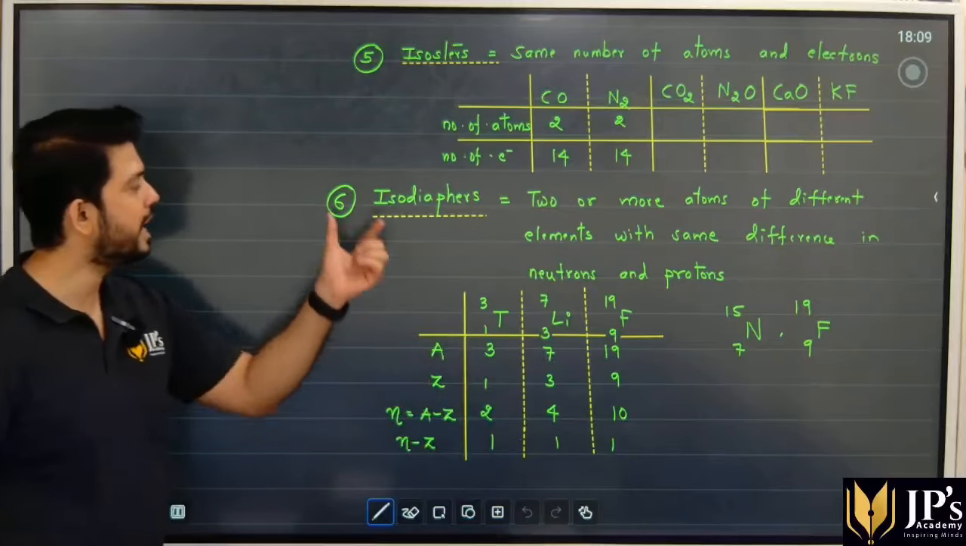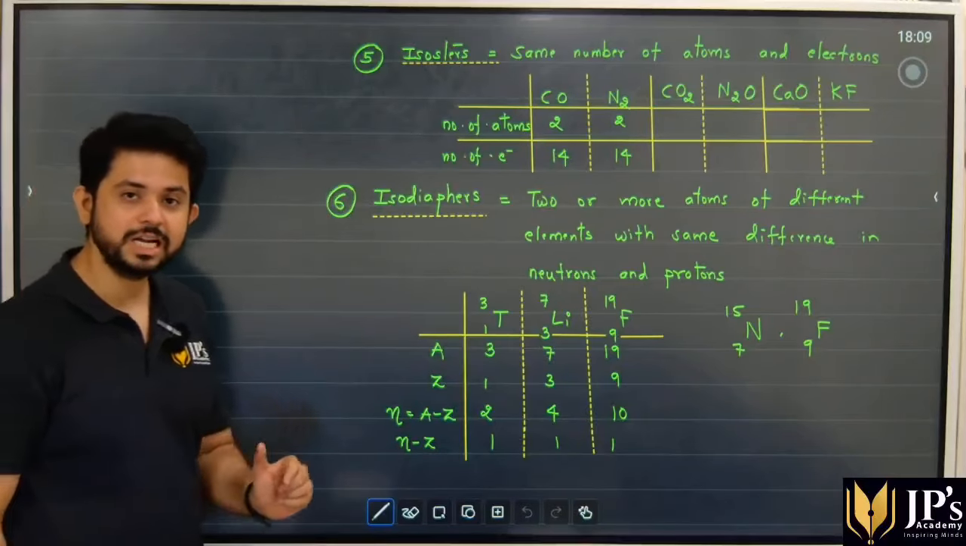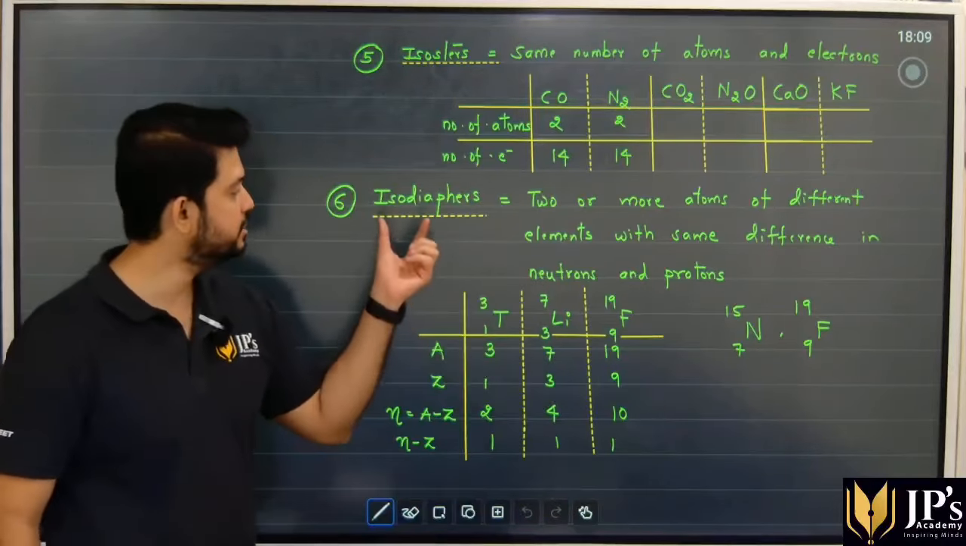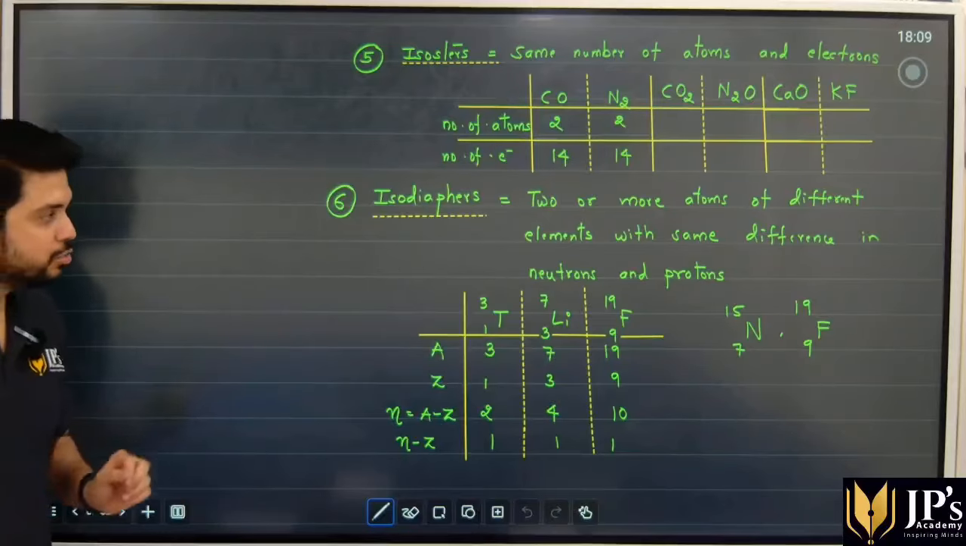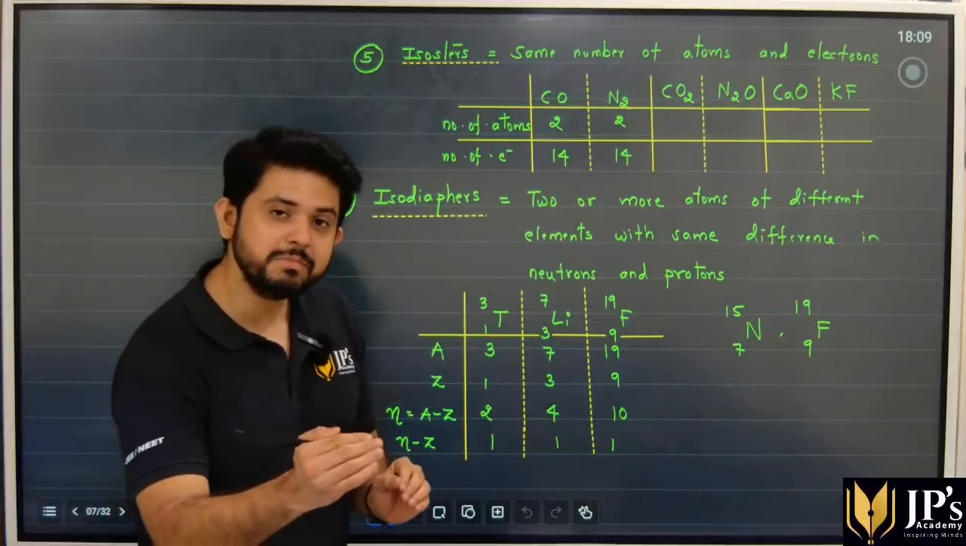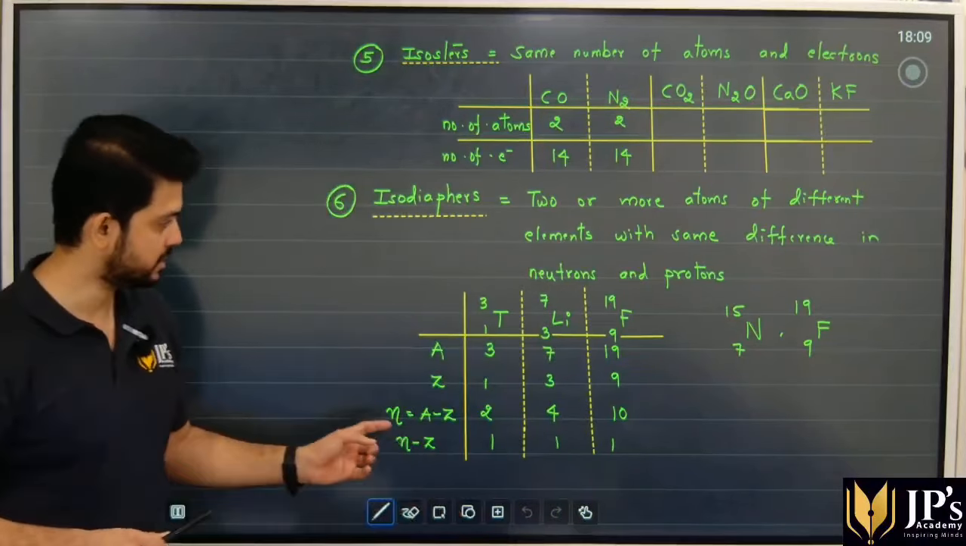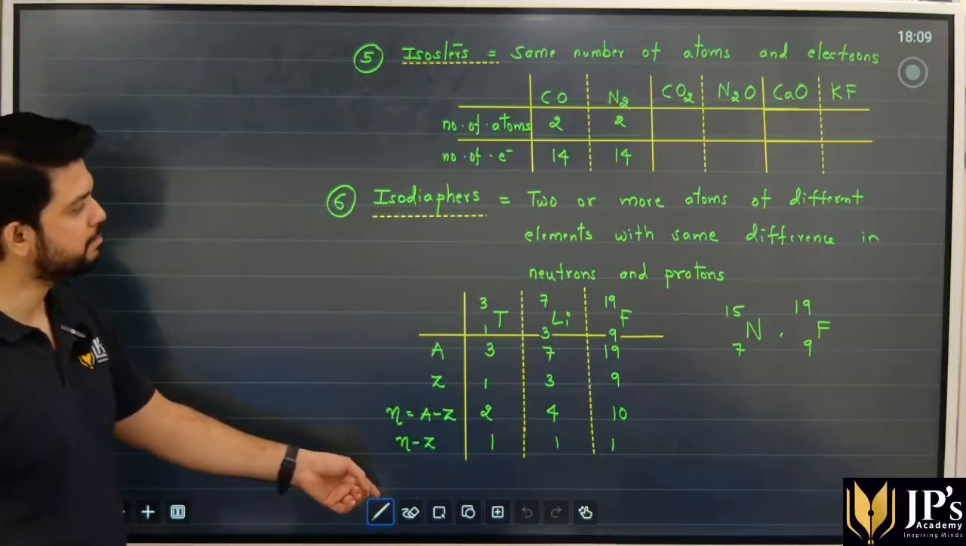Next we have, students, isosters. Isosters have the same number of atoms and the same number of electrons. Next we have isodiffers. Isodiffers have the same difference in the number of neutrons and protons. I've given some examples over here.